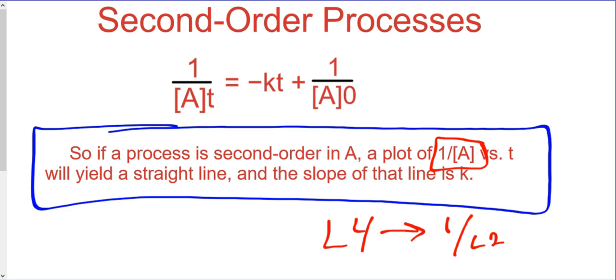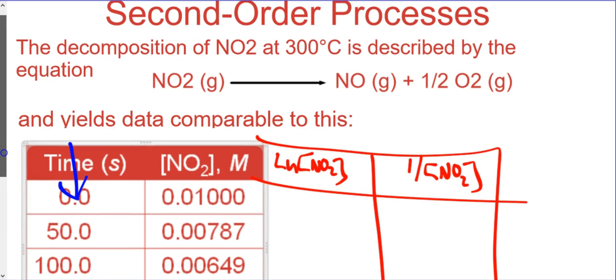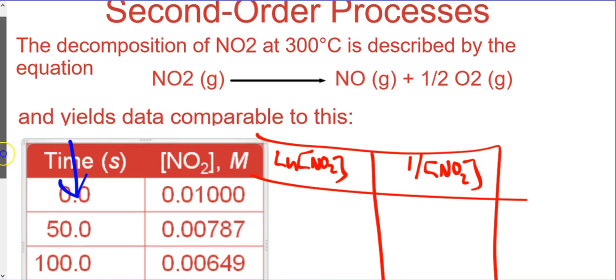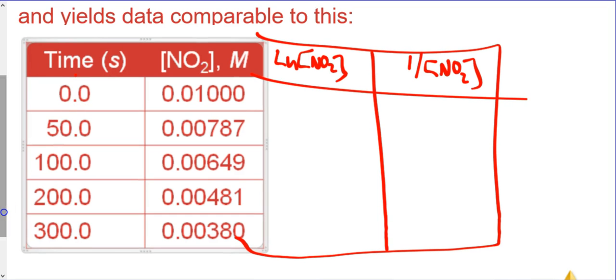All right, now I'll give you a new data sheet, because the data we have, we already know that's first order. So that's not going to help us. So here we go. All that stuff at the top, who really cares? Here is your time data. Here is your concentration data. There's your ln, and there's your 1 over.